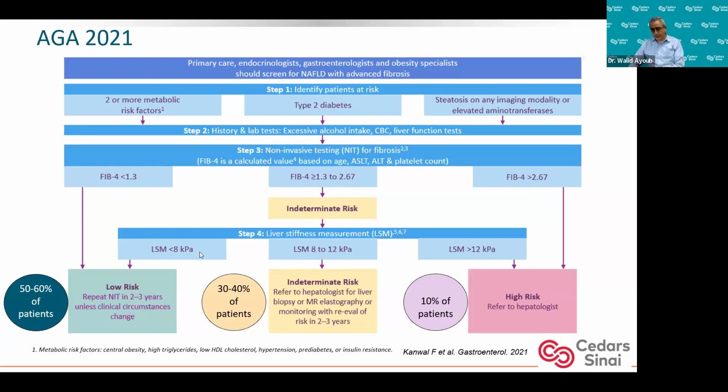Over here, they use liver ultrasound-based elastography, and depending on the level, it will determine the risk of the patient. So less than 8 is a low risk. Over 12 is a high risk. In the middle, this patient needs to be followed carefully.